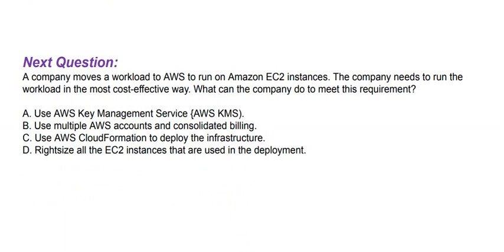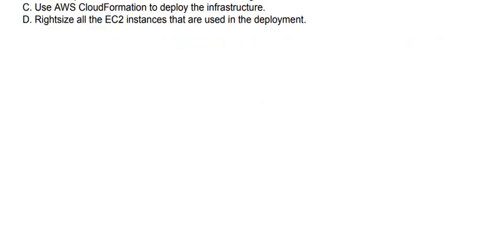Option A, use AWS Key Management Service. Option B, use multiple AWS accounts and consolidated billing. Option C, use AWS CloudFormation to deploy the infrastructure. And option D, right size all the EC2 instances that are used in the deployment. The correct answer is option D.